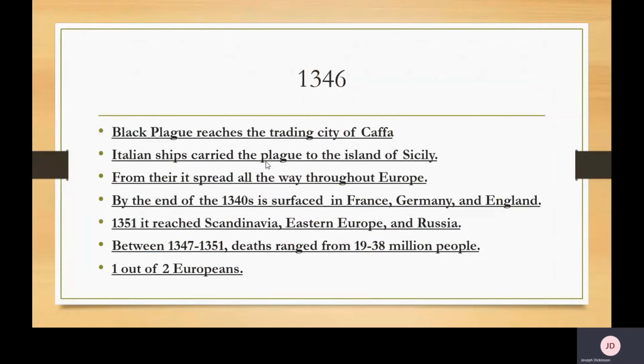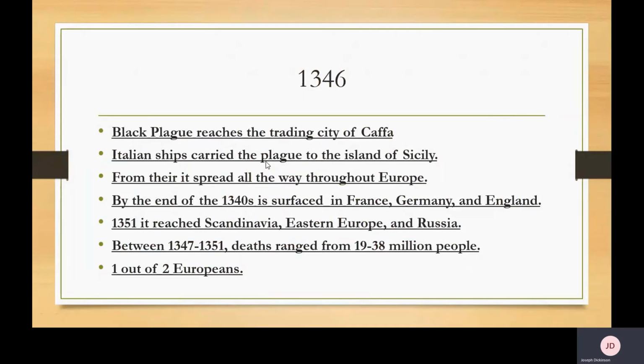So in 1346, the Black Plague reaches the trading city of Kaffa. Italian ships carried the plague to the island of Sicily. From there, it spread all the way throughout Europe. By the end of the 1340s, it surfaced in France, Germany, and England. So now it's all the way through Europe. All these countries are very big now, and they were big then.